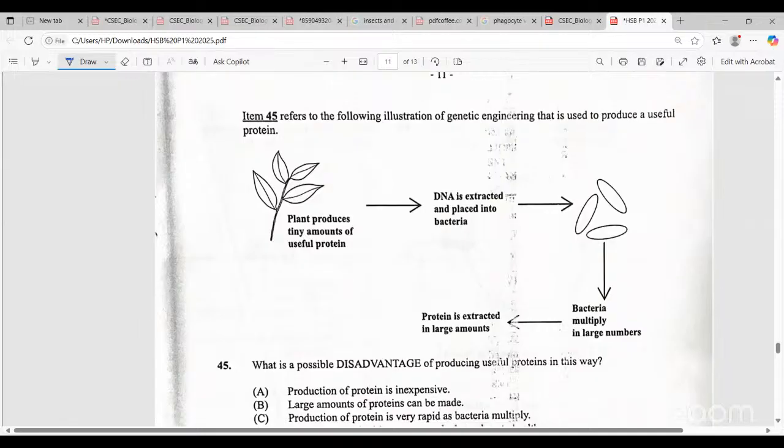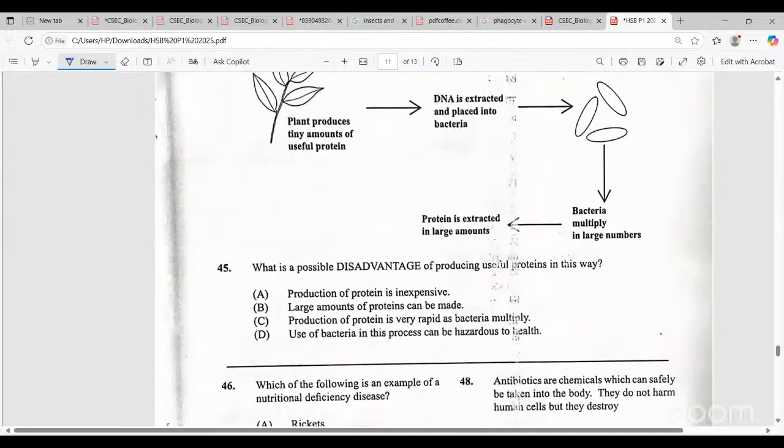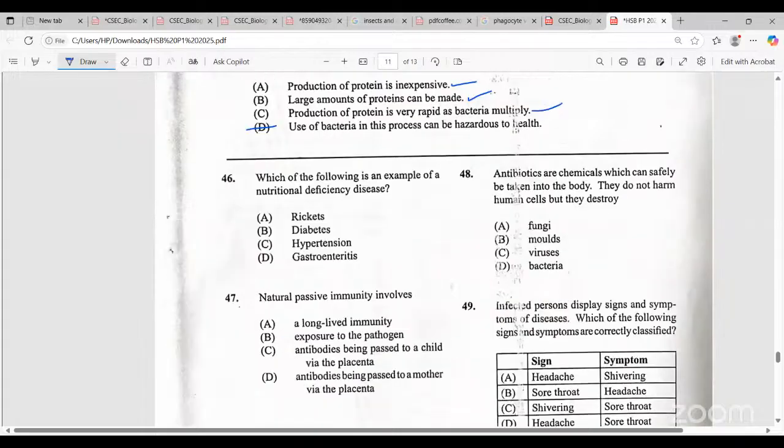So I say, what is a possible disadvantage of producing useful protein this way? So one, it's inexpensive. That's an advantage. Large amounts of protein can be made. That's an advantage. Production of protein is very rapid. That's good. So that leaves D, which is the disadvantage: use of bacteria in this process can be hazardous to health. All right, 46. Which of the following is an example of a nutritional deficiency, like rickets? Vitamin D, yeah.